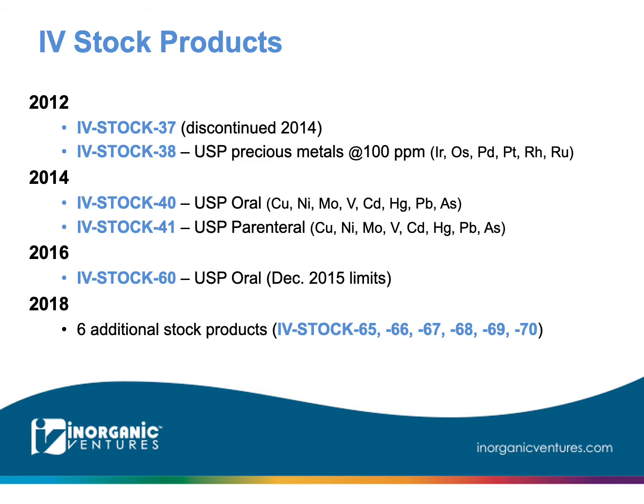The more recent agreement between the USP and ICH specifications has brought much needed clarity to the issue. As a result, we created 6 stock products in 2018 that are fully consistent with the 232 and Q3D specifications. And now what we want to do is to look at these products in more detail in the next few slides.